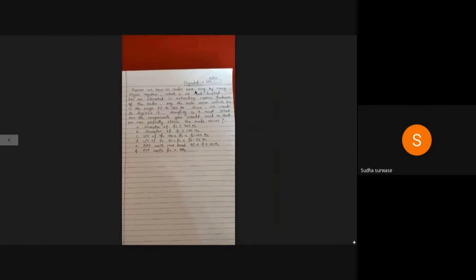Suppose we have an audio piece sung by many singers together, which is not band limited. We are interested in extracting certain features of this audio, say the male voices, which lie in the range of 85 to 180 Hz. Since we want to digitize it, sampling is a must. What components would you need so that we can perfectly obtain the male voices?